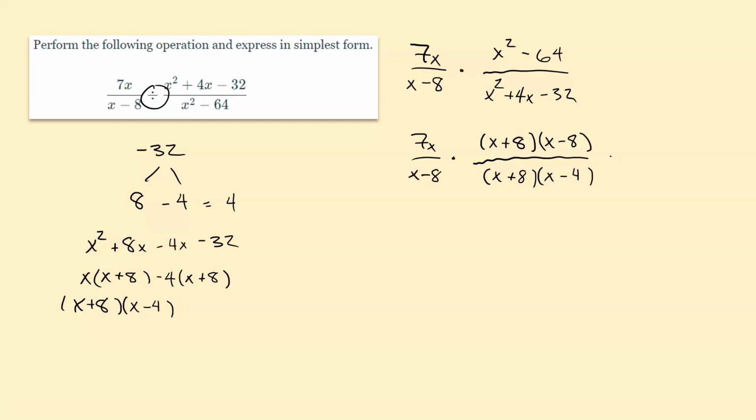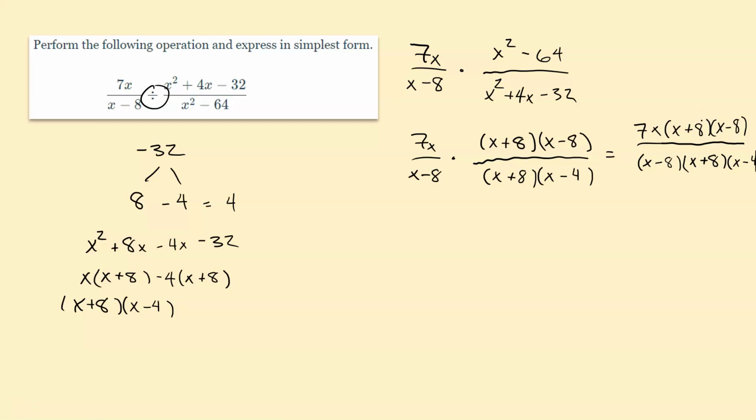So now we can go ahead and combine this in one fraction. So 7x, x plus 8, x minus 8. And then on the denominator, we have this x minus 8 is one factor, so I'm going to put that in parentheses now. X plus 8 and x minus 4. Kind of going off the screen there.